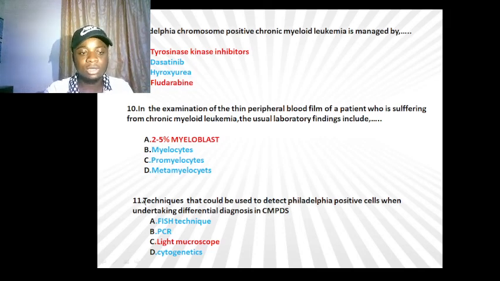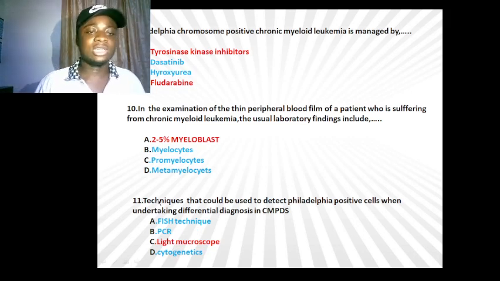Okay. So the last one, the techniques that could be used to detect Philadelphia positive cells when undertaking differential diagnosis in chronic myeloproliferative disorders. So the FISH technique is true. Okay. PCR is true. Light microscope is false. You can't use light microscope to see Philadelphia chromosome. Or you can use cytogenetics. Okay. So folks, I think that one is cool on Polycythemia Vera.